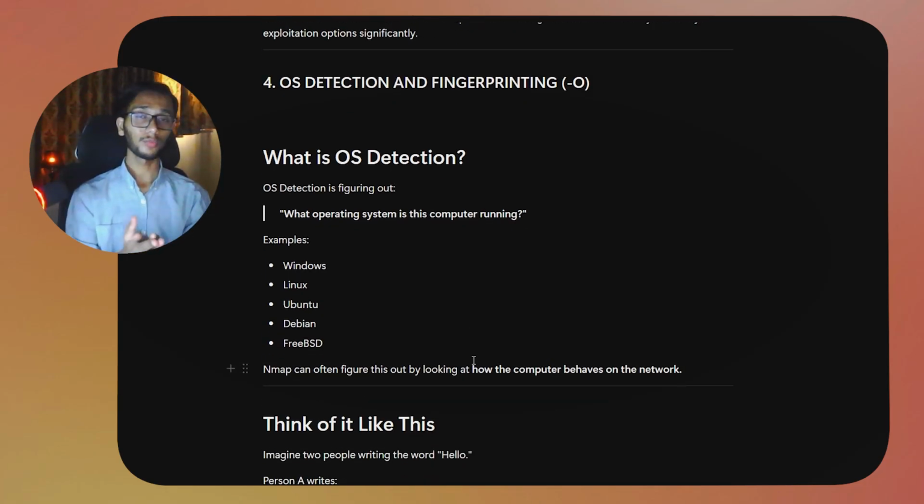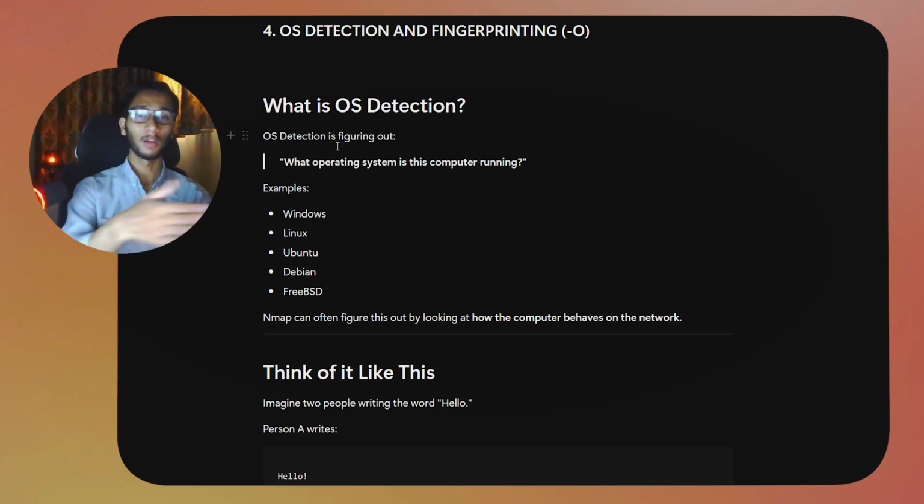Okay, so first of all, you see over here this hyphen O. When you are trying to do operating system detection, you have to use the hyphen O when you are doing the Nmap scan. Now let me explain what operating system detection means. You can understand it from the name itself: operating system detection is when you are trying to figure out which operating system the machine is running. Is it Linux, or Windows, or Ubuntu, or some other operating system, right? So that is what operating system detection broadly is.